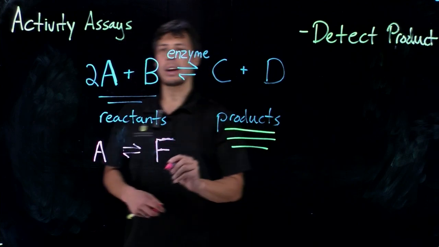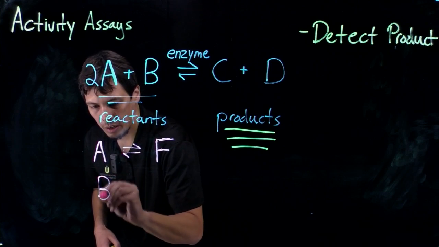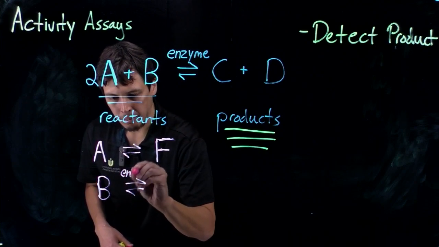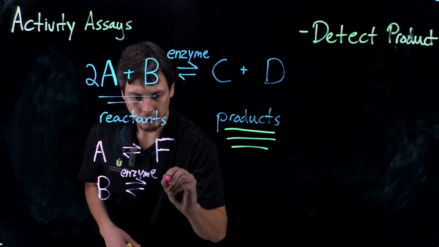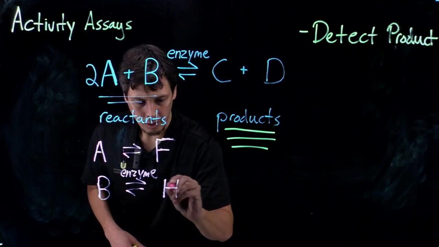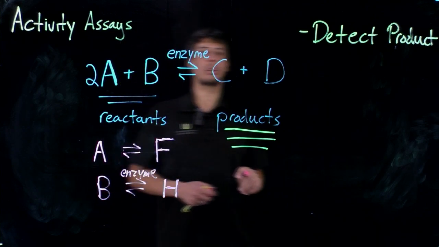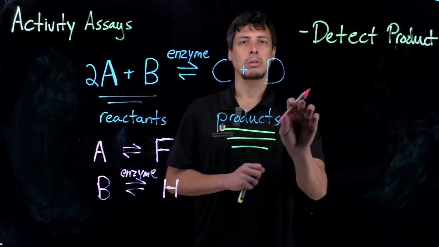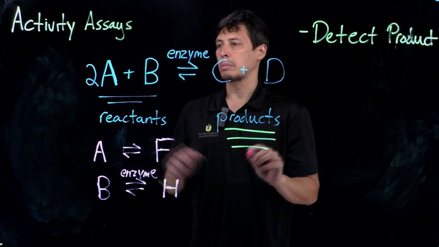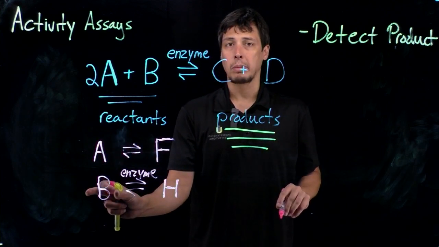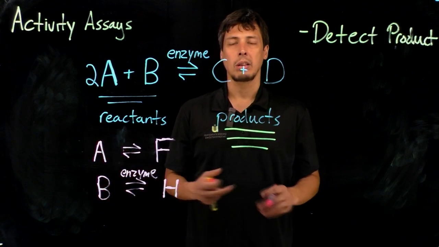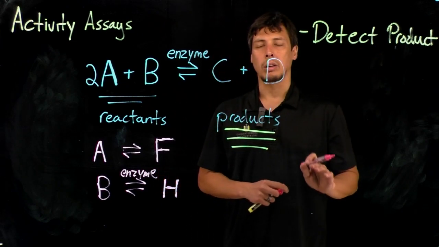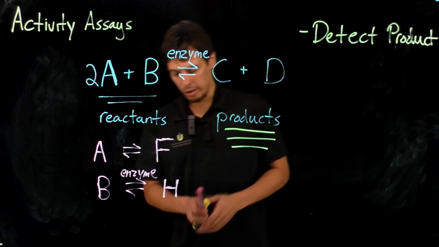That's a non-enzymatic reaction. Or B could be converted in some side pathway by the same enzyme to form another molecule, H. And so the only way we could find any activity that is specific to this enzyme, specific to this reaction, is by following the products in this case. Because if both of the reactants are being consumed by side reactions, then we're not really detecting something specific to this enzyme. So ideally, we want to be able to detect the product when we're looking at enzyme activities.